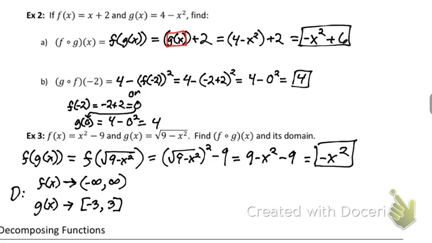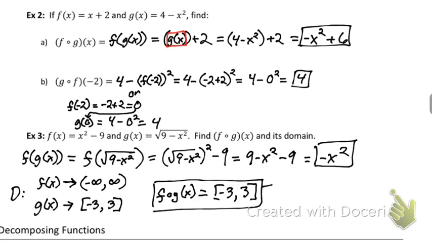So what that means is the domain of f of g of x would be the overlap of those two. It would be the intersection of those two. So the domain of f of g of x would just be -3 to 3. So our graph would be -x squared, but you can only graph it from -3 to 3 to work with the original problem.